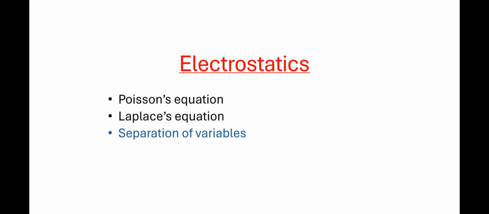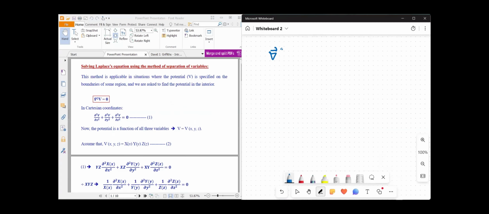In our last lecture, we discussed Poisson's equation and Laplace equation. So in this lecture, we are going to continue our discussion by discussing the separation of variables method to solve Laplace equation. So del squared V is equal to 0.